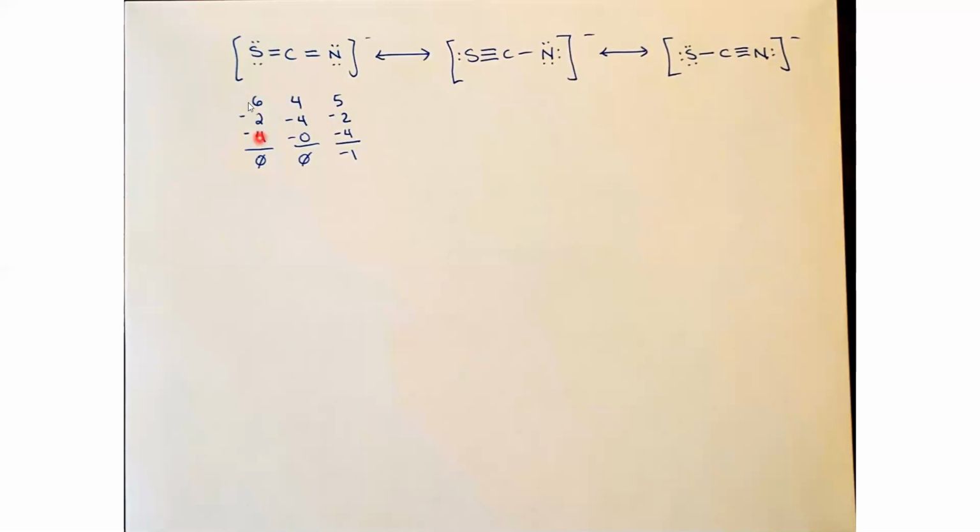6 minus 2 minus 4. So I've got 6 valence electrons. There are 2 bonds to sulfur and 4 lone electrons, so that has a formal charge of 0. Carbon has 4 valence electrons. There are 4 bonds to it and no lone electrons, so it has a formal charge of 0. Nitrogen has 5 valence electrons. There are 2 bonds to it and 4 lone electrons around it, so it has a formal charge of -1. This has an overall formal charge of -1, so we know they add up correctly.